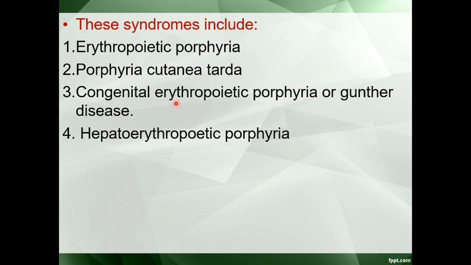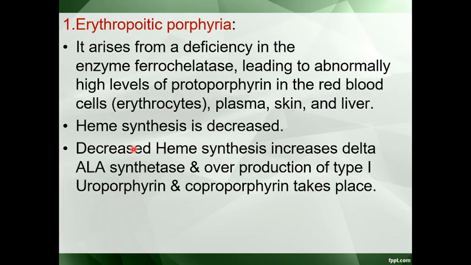This syndrome includes four types: erythropoietic protoporphyria, porphyria cutanea tarda, congenital erythropoietic porphyria, which we call Gunther disease, and hepatoerythropoietic porphyria. So first is the erythropoietic protoporphyria.